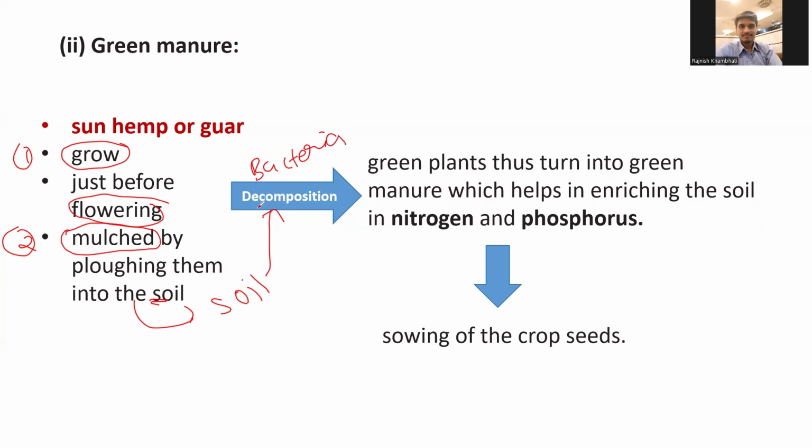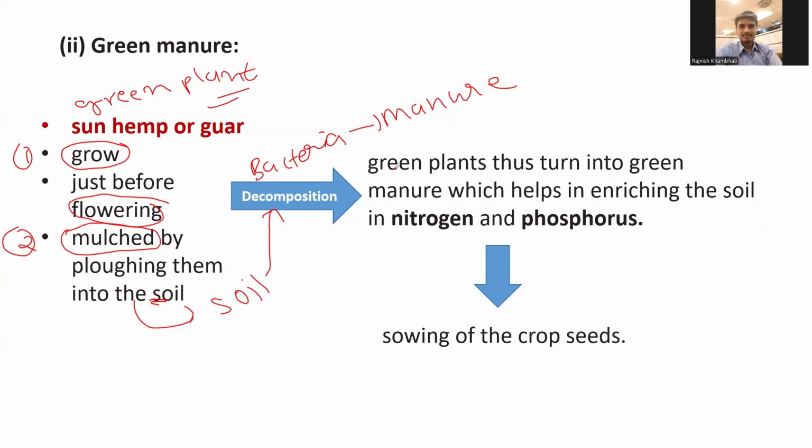Okay, it undergoes a decomposition reaction, and then it will turn into manure. When bacteria decompose, what is formed? Manure or compost. And this compost is made by green plant, not a dead plant, green alive plant. Okay, we just mulch them with the help of a tractor, plow them into the soil. So at the time they were plowed, they were green in color and they turn into the manure.